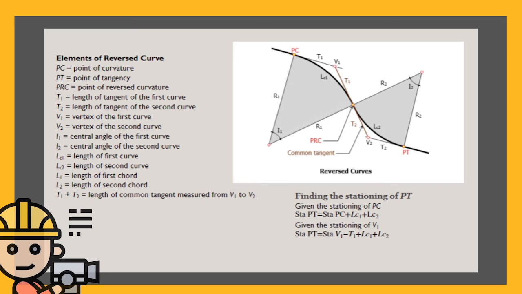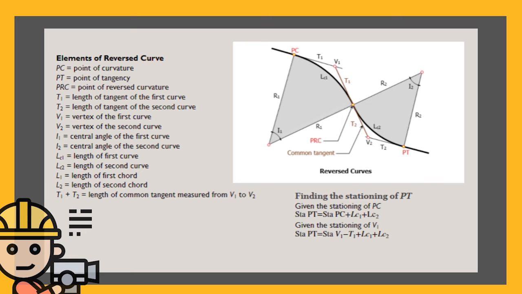So the other elements of reverse curves are PC, the point of curvature; PT, point of tangency; PRC, point of reverse curvature; T1, length of the tangent of the first curve; T2, length of the tangent of the second curve; V1, vertex of the first curve; V2, vertex of the second curve; I1, the central angle of the first curve; I2, central angle of the second curve; LC1 is the length of the first curve, and LC2 is the length of the second curve.